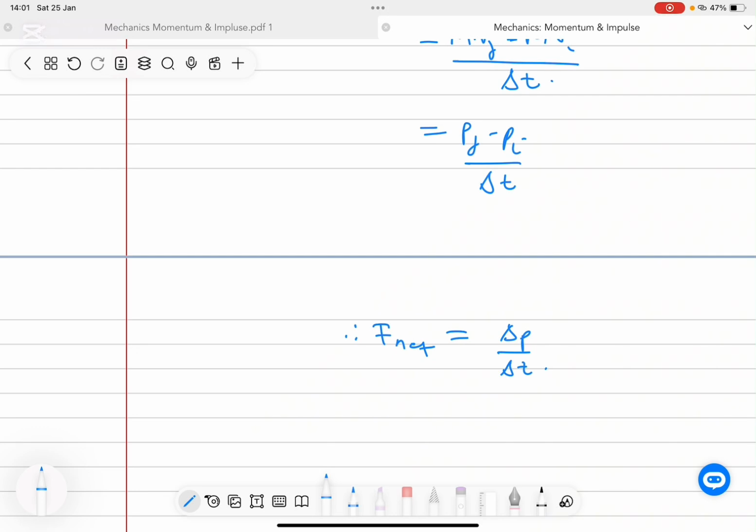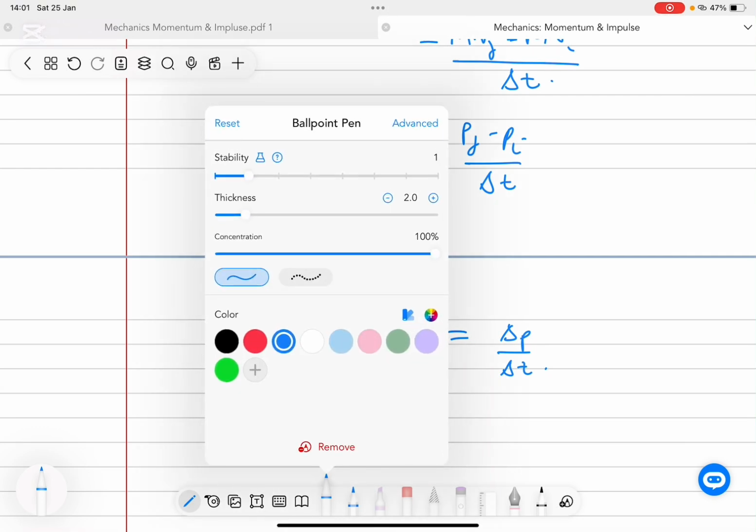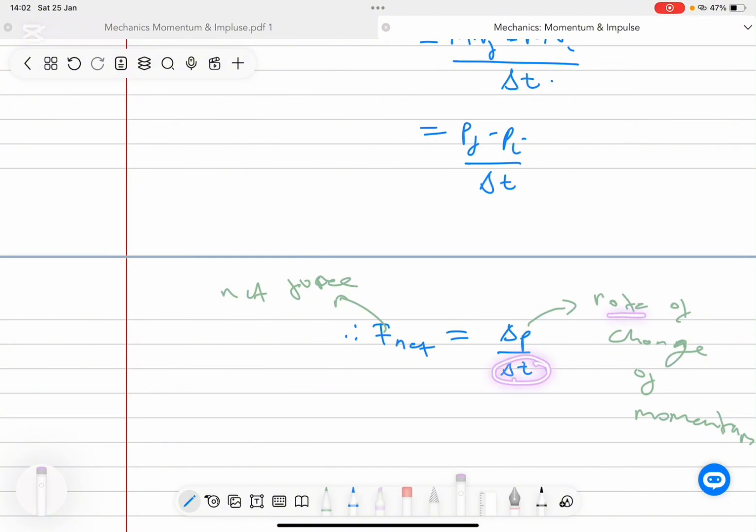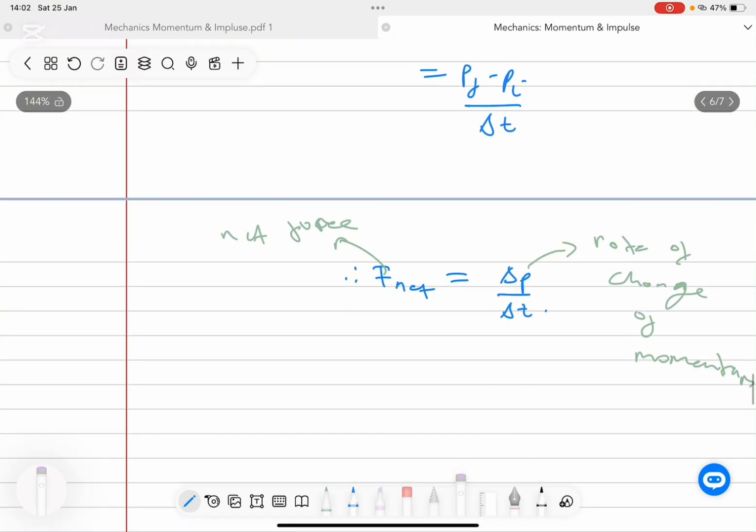So what have we discovered here? We are learning that this side here we have the net force. We are saying the net force is the same as the rate of change of momentum. Remember that whenever we divide with time, rate would mean time. So we're taking a fraction of change in P over change in T.